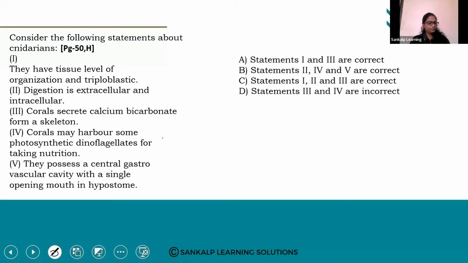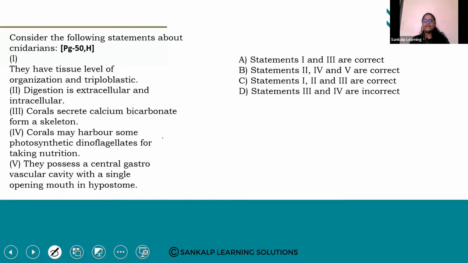Next question. Consider the following statements about cnidarians. They have tissue level of organization and are triploblastic. Digestion is extracellular and intracellular. Corals secrete calcium bicarbonate to form a skeleton. Corals may harbor some photosynthetic dinoflagellates for taking nutrition. They possess a central gastrovascular cavity with a single mouth, which is called hypostome.